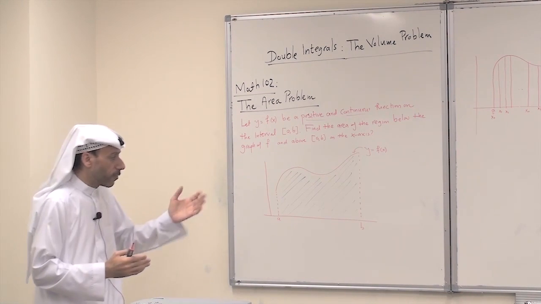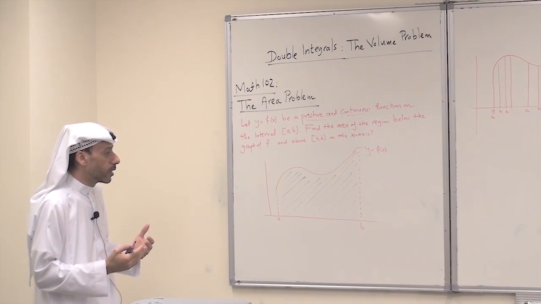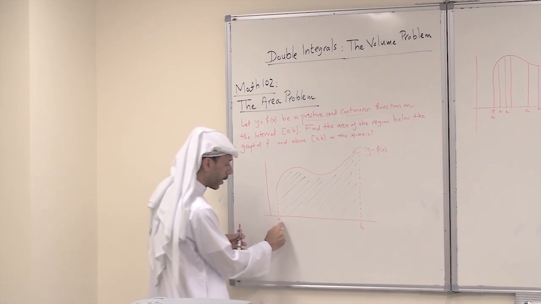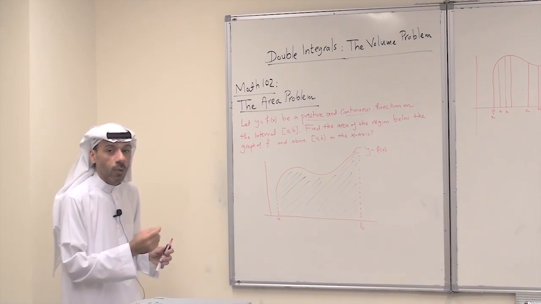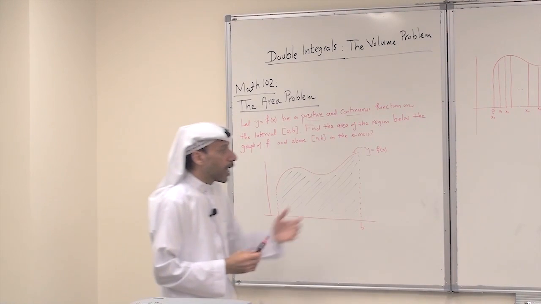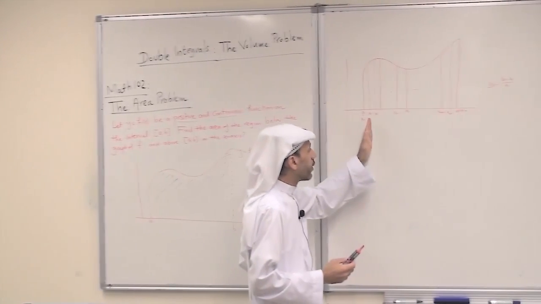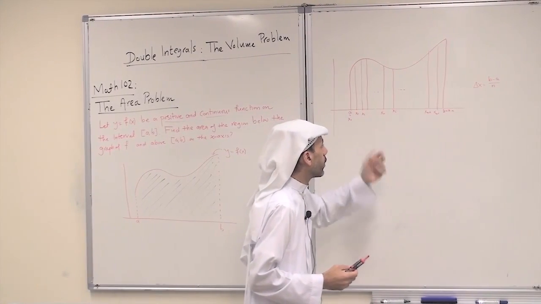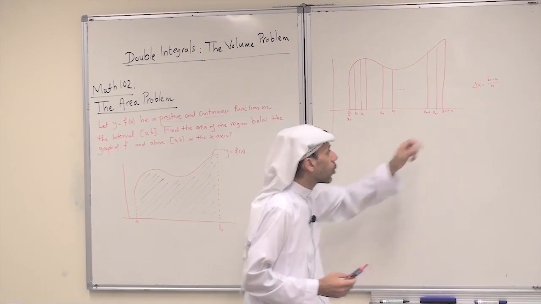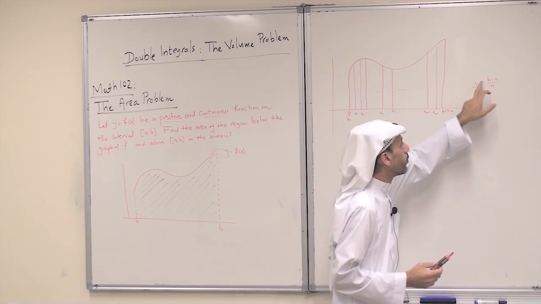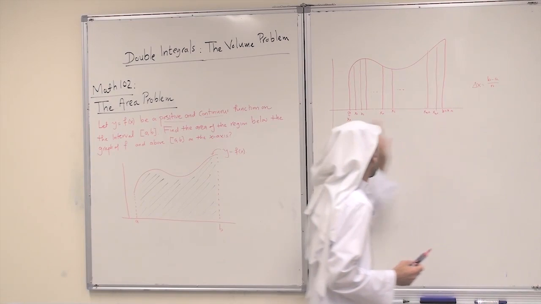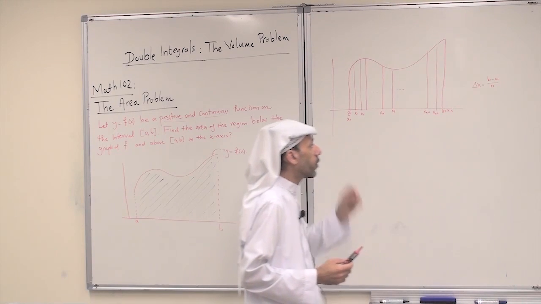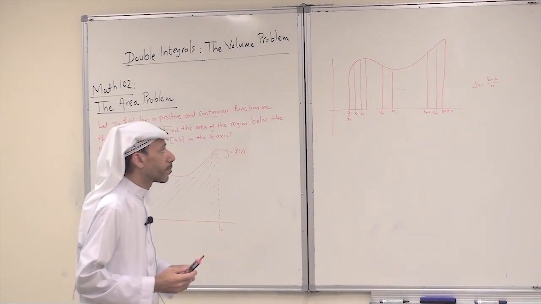Approximating first the area of this region. And what we did, we divided the interval AB into n sub-intervals of equal width. So we divide the interval into n sub-intervals. The width of each, we call that delta x, and it is b minus a over n. The length of the interval, b minus a, over the number of sub-intervals.